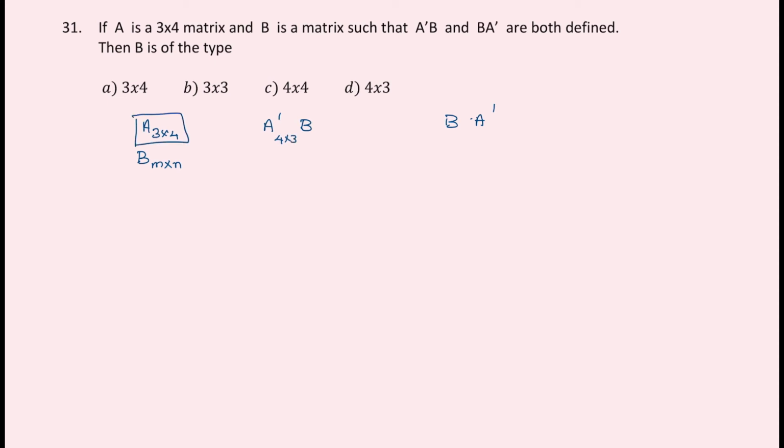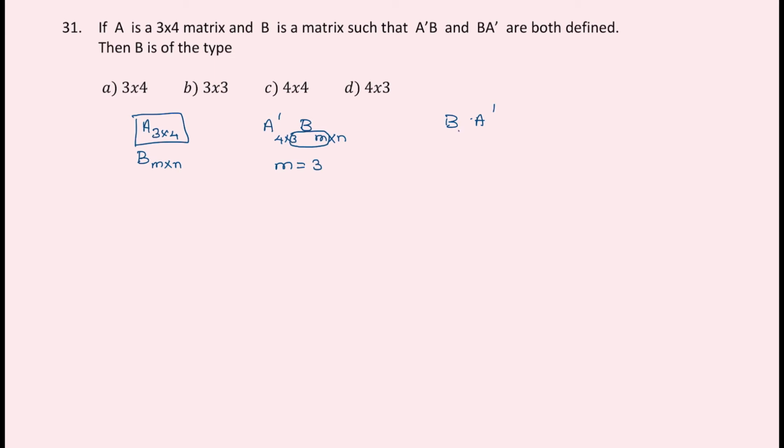A dash is the transpose. We have to change rows into columns or columns into rows. So the order of A dash will be 4 by 3. And order of B, we took it as M by N. The matrix multiplication is possible only when the number of columns of the first is equal to the number of rows of the second matrix. So M should be 3.